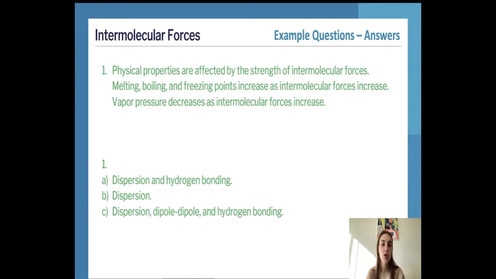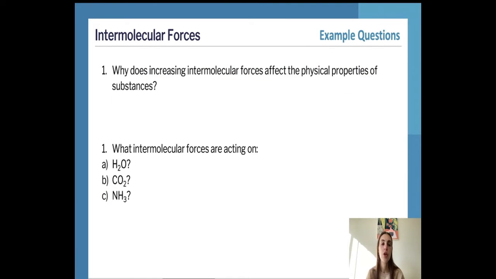And then for question 2, our first one was H2O. H2O has both dispersion forces and hydrogen bonding. This is because we've got that hydrogen bonded to the oxygen, which obviously has a very, very large electronegativity difference. That results in the hydrogen bonding. And it also will have dispersion forces just because we know every molecule displays dispersion forces.